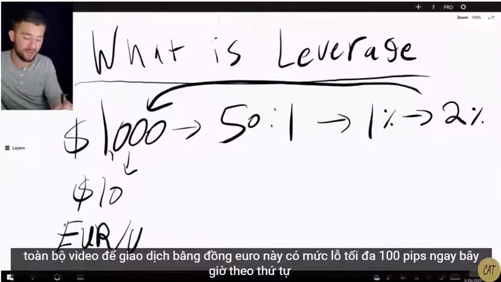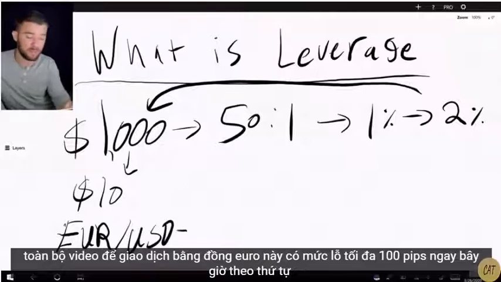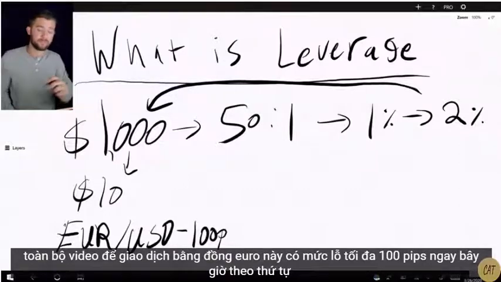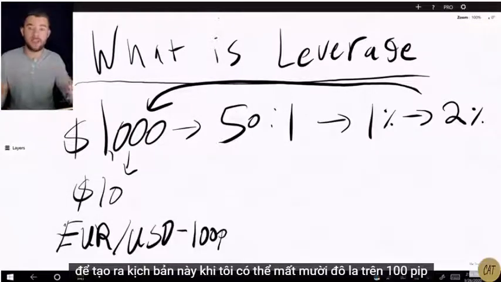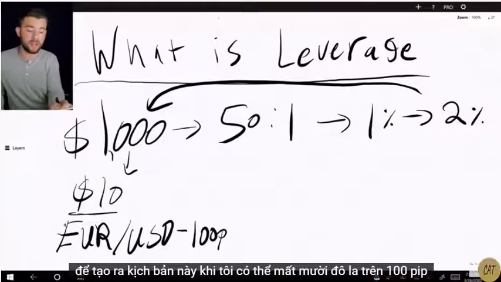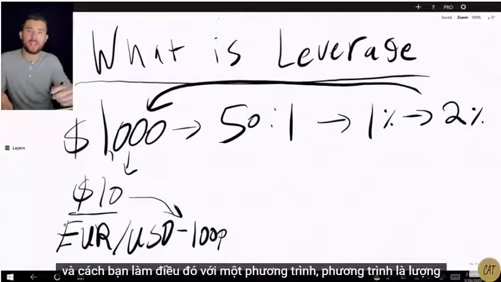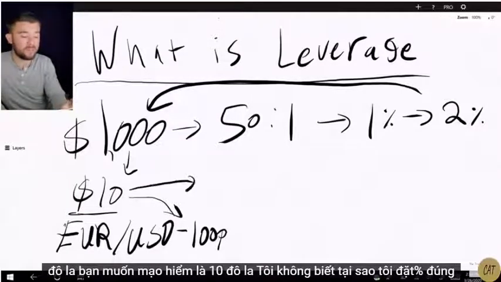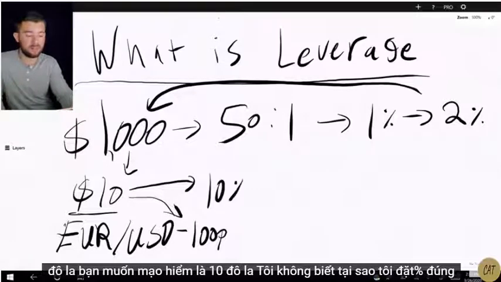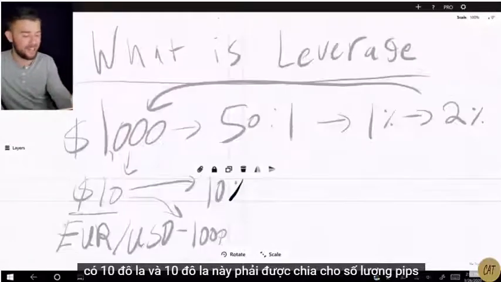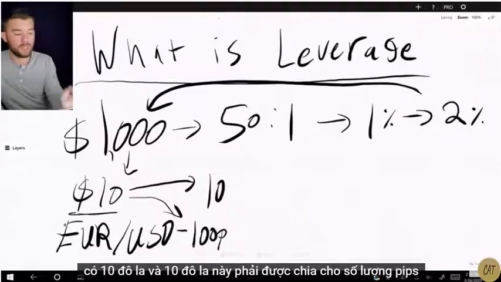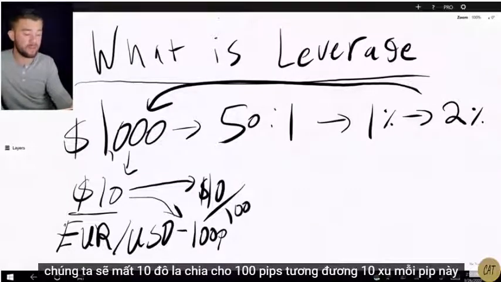So this EUR/USD trade has a maximum loss of $100. Now, in order to create this scenario where I'm possibly losing $10 on a 100 pip loss, I have to figure out my price per pip in terms of the 100 pip stop loss. And the way you do that is with an equation. The equation is the amount of dollars you want to risk, which is $10. This $10 has to be divided by the amount of pips. $10 divided by 100 equals 10 cents per pip.